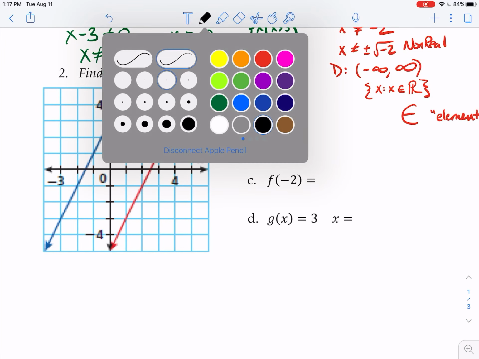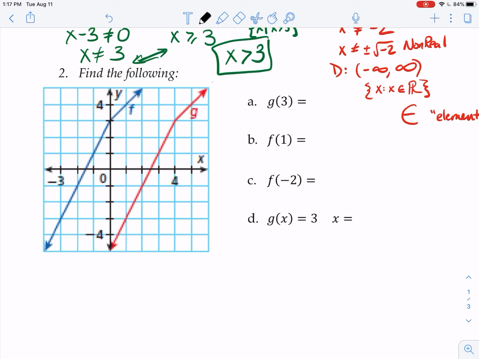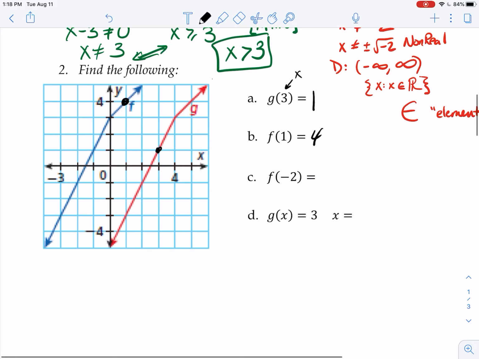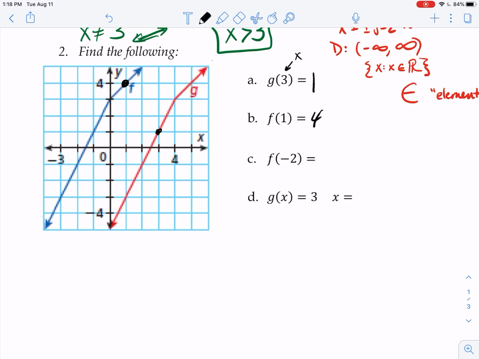They've given us this graph. They've said here is this function, f is in blue and g is in red, so g of 3. Keep in mind, this is the x value. They're giving you the x, asking for the y. So the x value, I come over here, 1, 2, 3, and I come up, and my y value is 1. f of 1: when x is equal to 1, go up right here, that's 4. Life is good. f of negative 2, so come over negative 2, come down, that is negative 1.